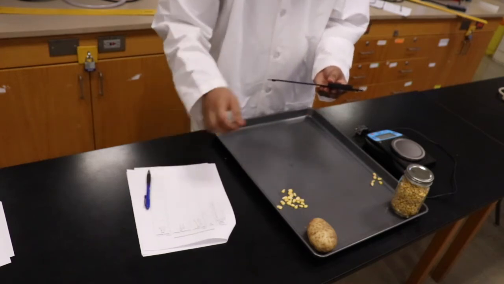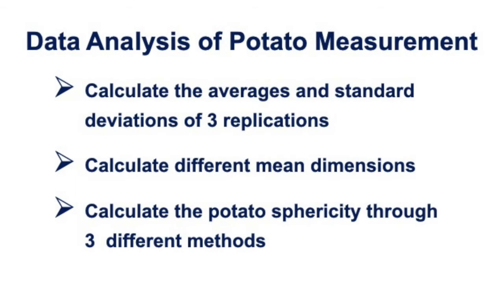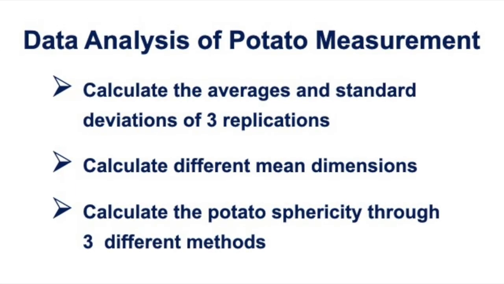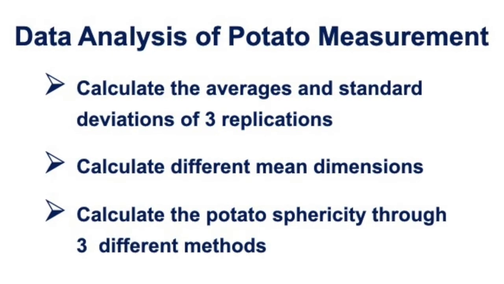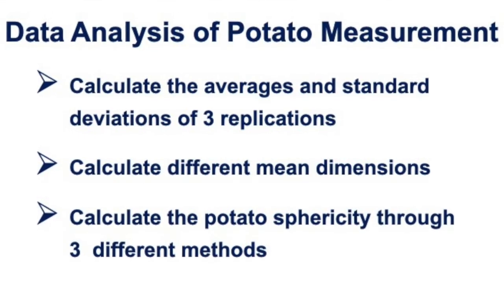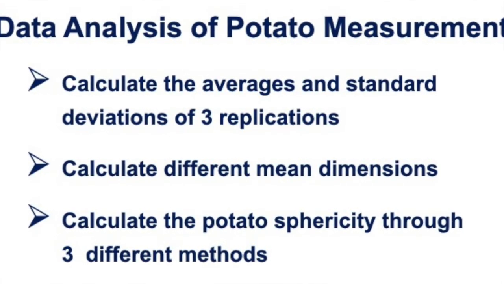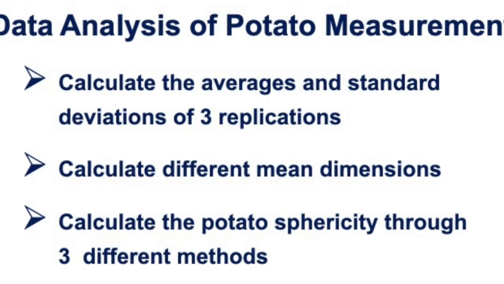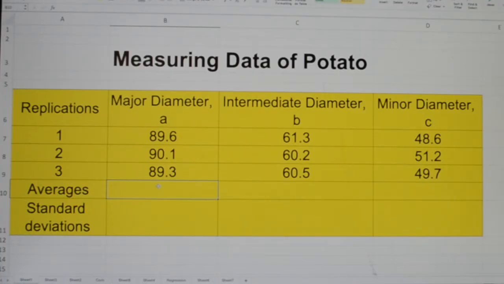After all measuring is done, the second part of this lab is to perform data analysis. For potato measurement, the average and standard deviation of the 3 replications is firstly calculated, and then use the average to calculate different mean dimensions to show the size of the potato. After that, use 3 different methods to calculate the sphericity to show the shape of the potato in quantity. This is an example of potato measured in 3 replications in the lab.